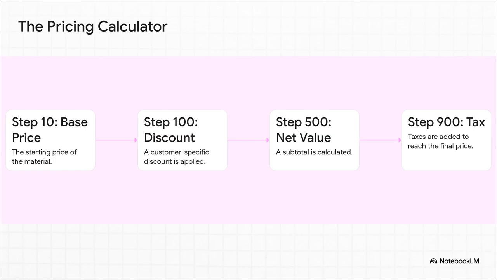It starts with a base price, then it subtracts any discounts, calculates a subtotal, adds the right tax, and boom, it gets to the final value. Every single step is perfectly controlled and totally auditable.